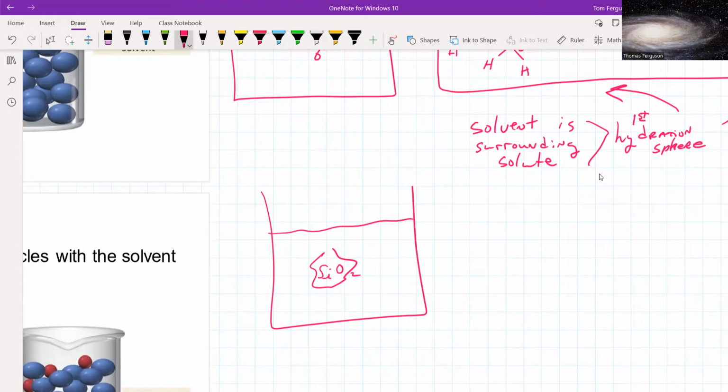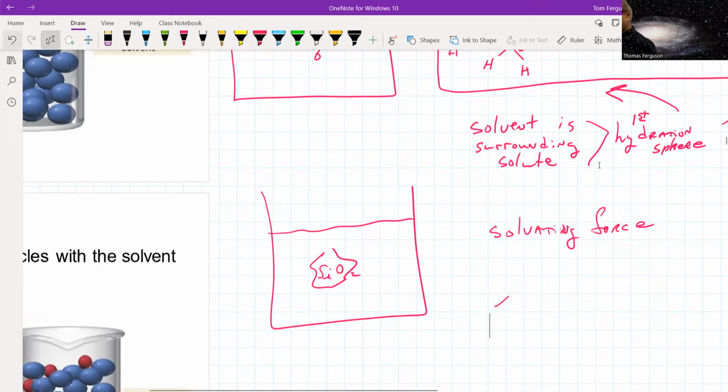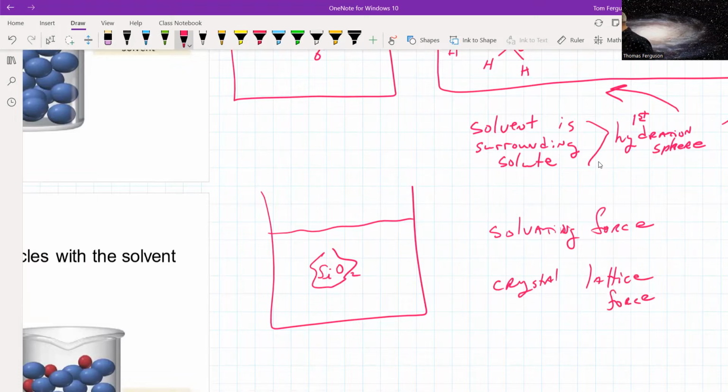So what are the two forces acting again? We have the solvating force and crystal lattice force. Which is stronger in this case? Crystal lattice force, because that's the force that keeps the crystal together.